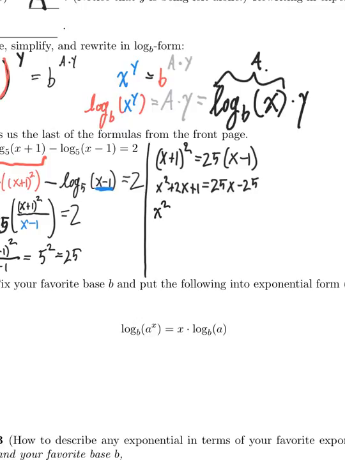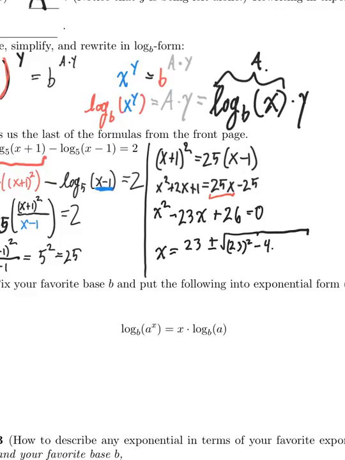X squared, so I guess I should subtract this over to the other side. So I'll see 2x minus 25x, that leaves me with negative 23 x's. I'll need to add 25 to the other side, so plus 1 plus 25 is plus 26 equals 0. I'll get x equal to, quadratic formula, I think, is the most reasonable thing here. 23 plus or minus the square root of b squared minus 4 times a, which is 1, times c, which is 26, all over 2a.